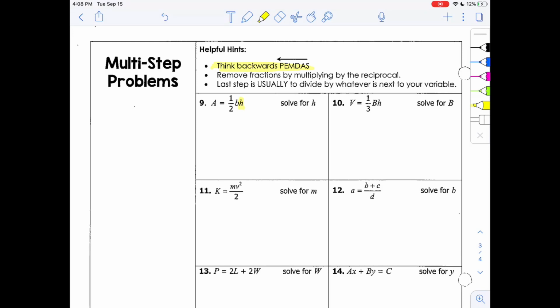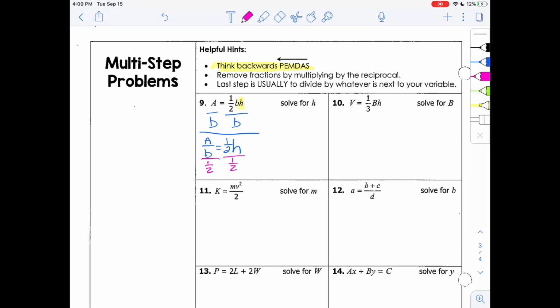A, 1/2, B and H are all multiplied together. So to undo those, or to get rid of the B, we have to start by dividing by B, which would result in A divided by B equals 1/2 H, because B divided by B is just 1. Well, then I have to get rid of the 1/2. In order to get rid of 1/2, remember, 1/2 times H, so the opposite of multiplying by a half is to divide by a half.